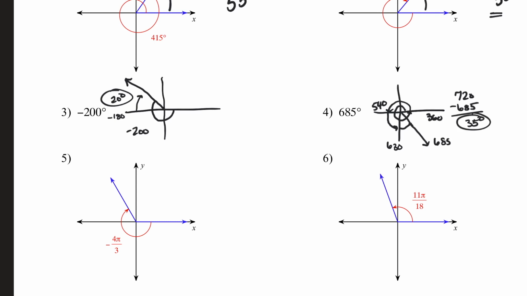Okay, now we get into radian measures. Don't let the fractions fool you. It's actually not that bad. Here, we know that if you go around negatively, just like we did before, this is negative pi, and so I've gone a little bit beyond that.